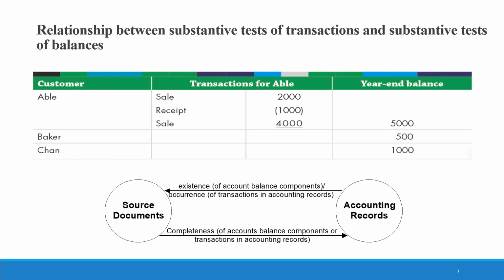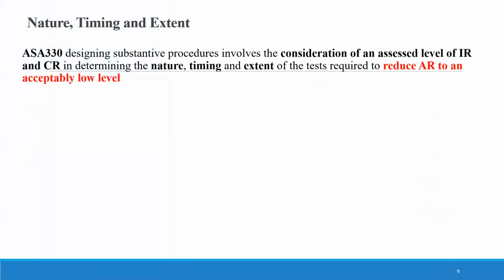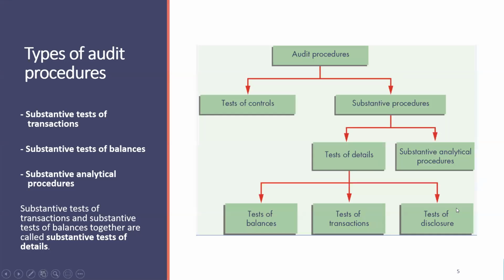Okay. So test balances and test transactions are supporting each other and should also be collaborating with each other. Okay. So the other type of test we mentioned would be the test of disclosure, which is about presentation disclosure things. And so test balances, transactions, and disclosure can all be called together substantive test of details. We haven't mentioned here substantive analytic procedures.